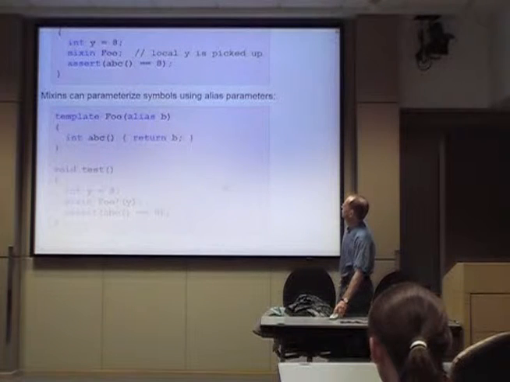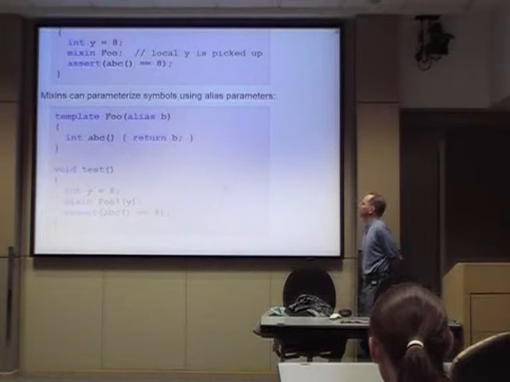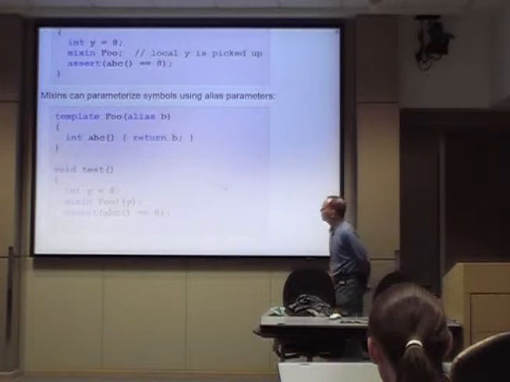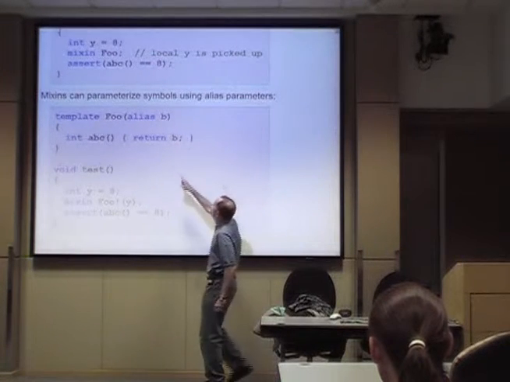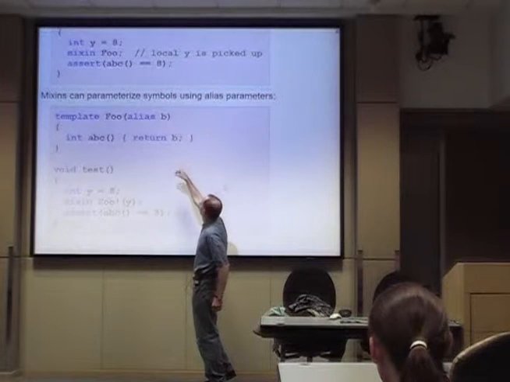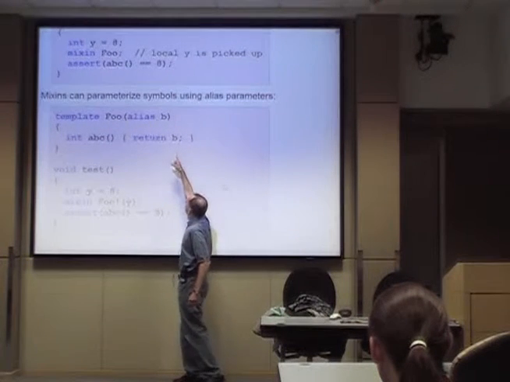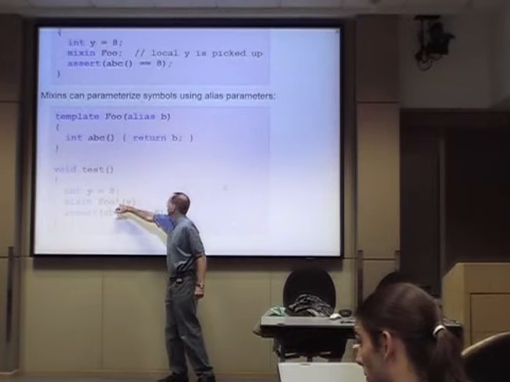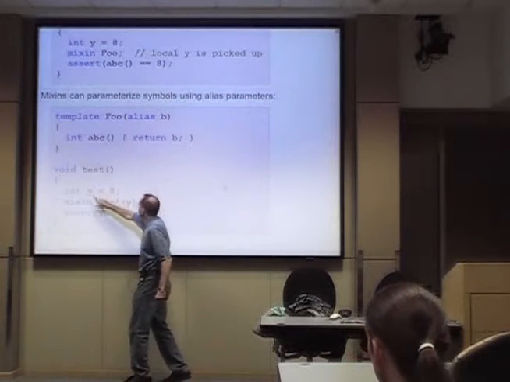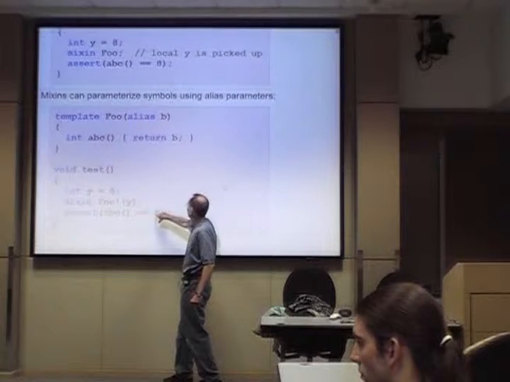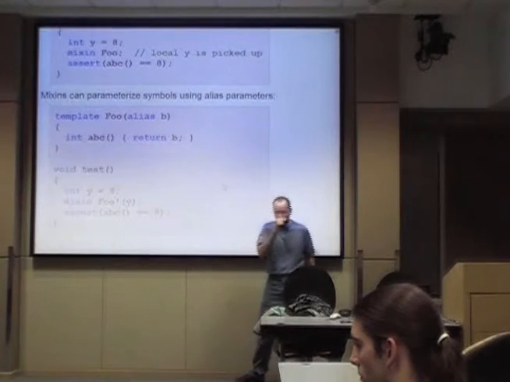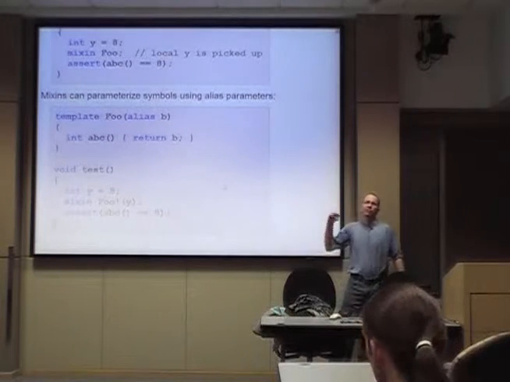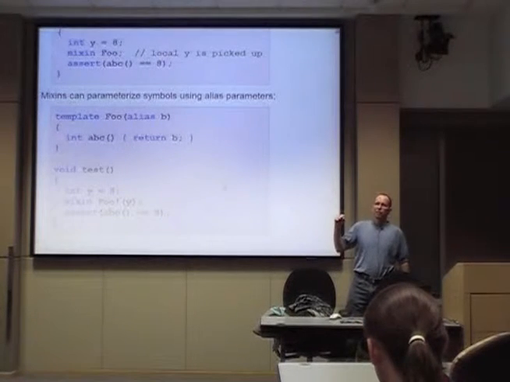I can even have a mixin parameter using symbolic parameters. And that's called an alias parameter. Return B, whatever B happens to be. And here, I'm passing it Y, which is this variable, and ABC returns the value of Y. And it's passed symbolically, not by value, not by reference, it's passed symbolically.